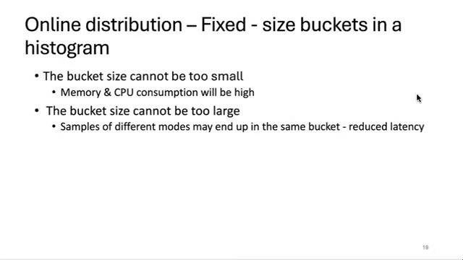Also, when you have to maintain fixed size buckets, we can either maintain a small bucket size, or, if the range is high, we have to maintain a huge bucket size. But there are some disadvantages with this choice. If the bucket size is too small, there would be too many buckets to maintain, which will consume too much memory, and the computation will also go high. When the bucket size is too large, the samples from different modes may end up in a single bucket, which can significantly reduce the bucket's average contribution to the latency estimation.